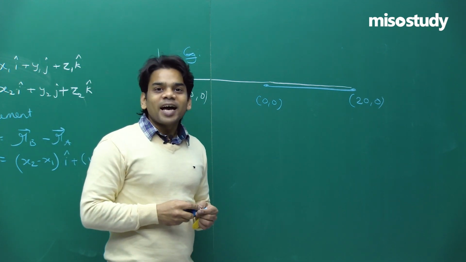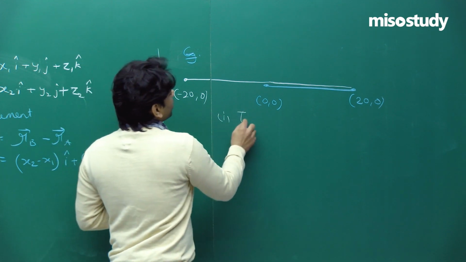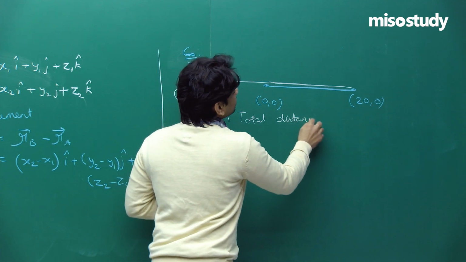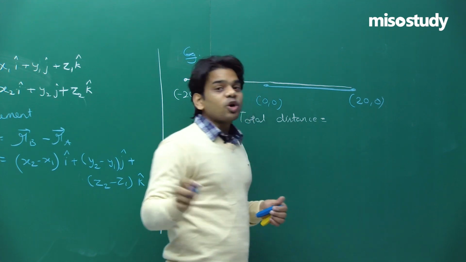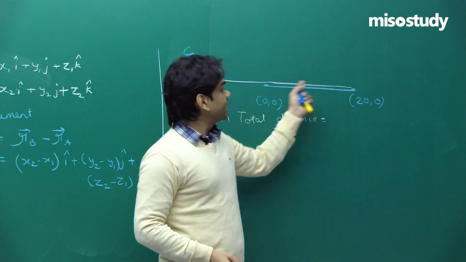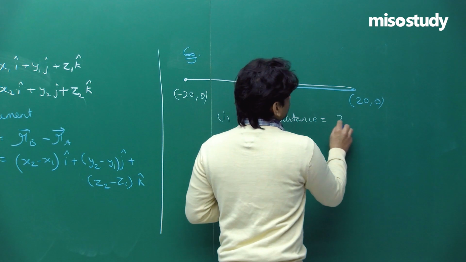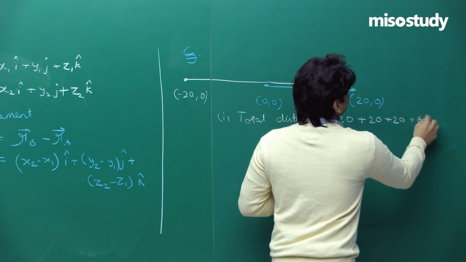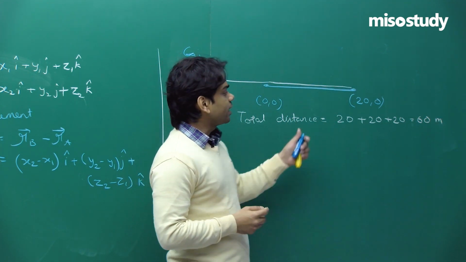Now for this entire journey, it has been asked what is the total distance traversed by the body. I told you total distance is the measure of path length. See, 20 it has moved in the forward direction, 20 it came back, so it will be 40, plus 20 it went to the left, so it will be 60. So this will be equal to 20 plus 20 plus 20, that comes out to be 60 meters. Let's say the units we are going to use are meters.